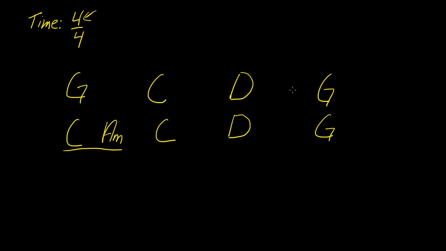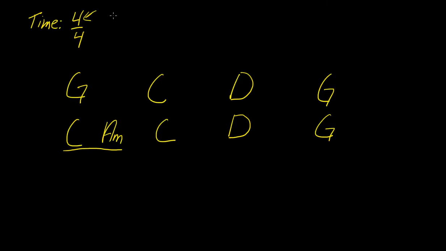Now this would be played this way. I'll show you. It'd be G, 2, 3, 4, C, 2, 3, 4, D, D, D, D, G, G, G, G, C, C, A minor, A minor, C, C, C, C, D, D, D, D, G, G, G, G. So it's as simple as that. Underline means whatever's underlined shares 4 beats.